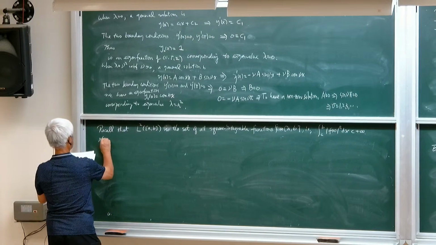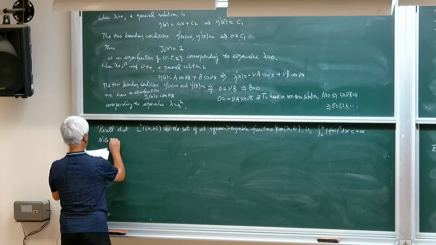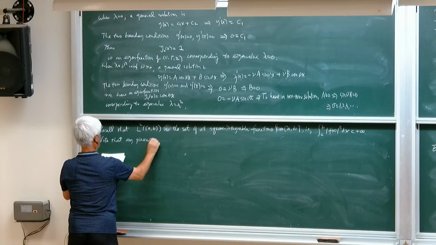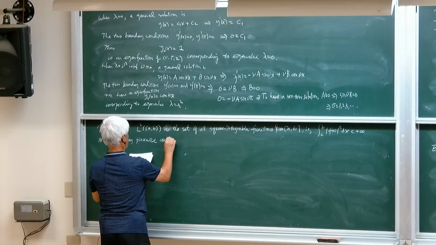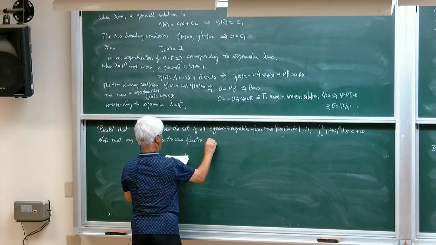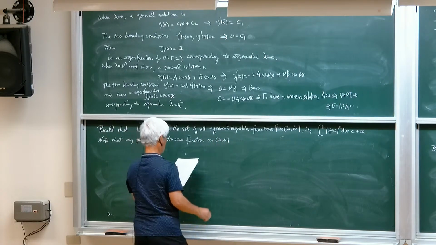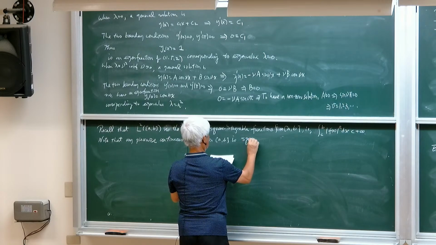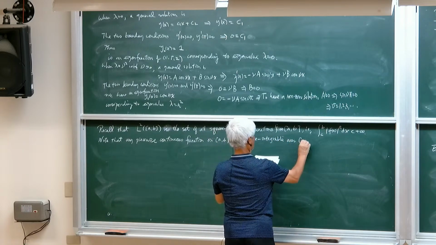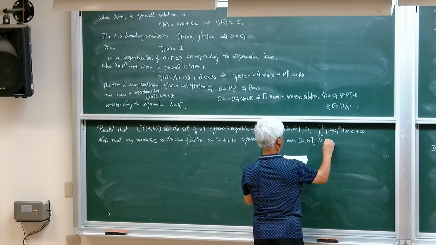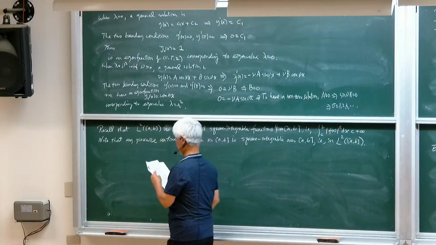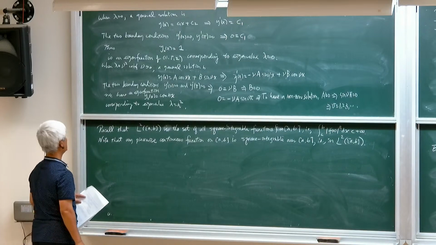And we know that, as we have shown before, any piecewise continuous function on [a,b] is square integrable over [a,b], i.e. in L2 space.